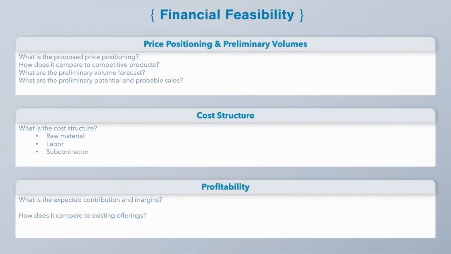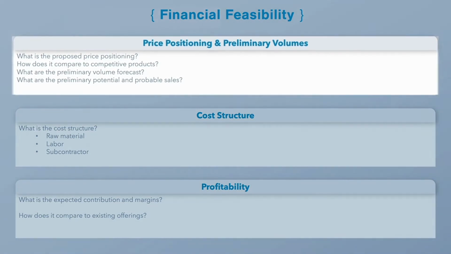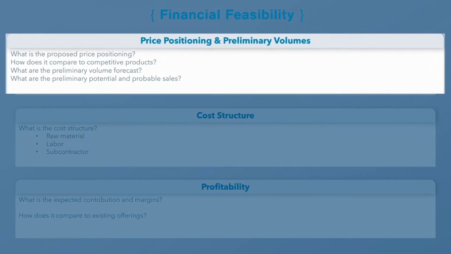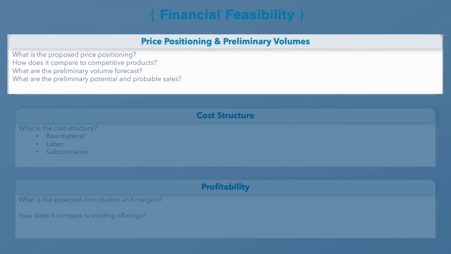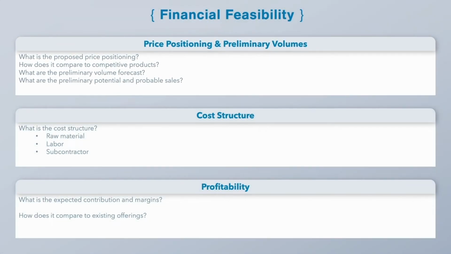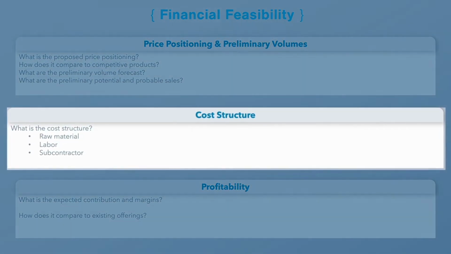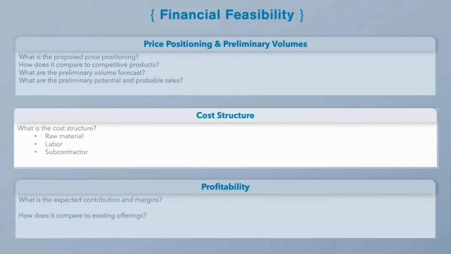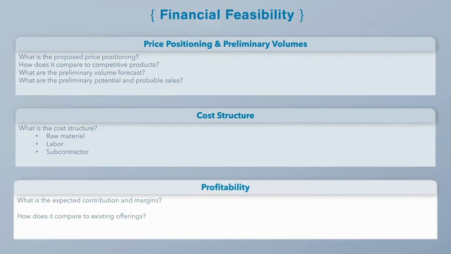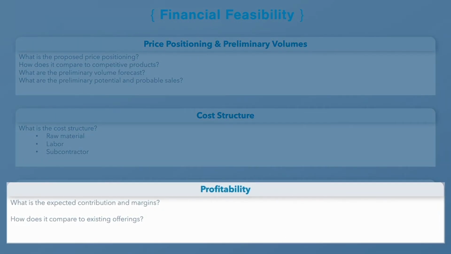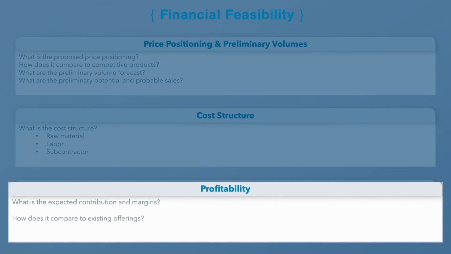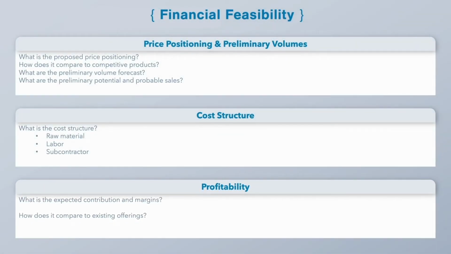The financial feasibility combines market positioning information as well as operational costs to evaluate the preliminary profitability. The first box details the price positioning and preliminary volumes and compares it to the competitive offering. With such information, the tool presents potential and probable sales based on its positioning. The second box evaluates the cost structure to justify the preliminary cost estimate for the concept. Then the last box is the combination of the potential sales and the preliminary cost, resulting in the expected profitability. The tool also suggests comparisons on existing offerings.